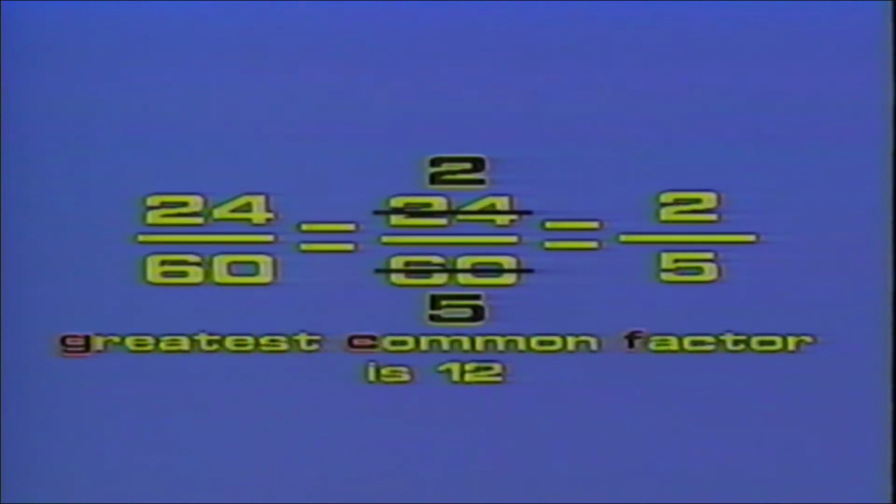Yes, it's called reducing by the greatest common factor. The greatest common factor, or GCF, for 24 and 60 is 12. Dividing the numerator and denominator by the greatest common factor is a one-step method to reduce to lowest terms. Let's do some examples reducing with the GCF.